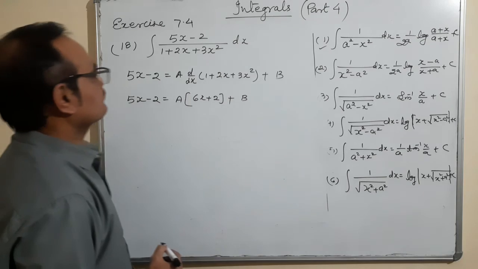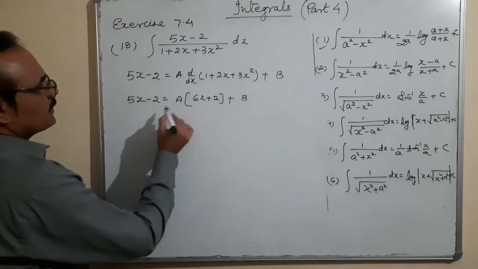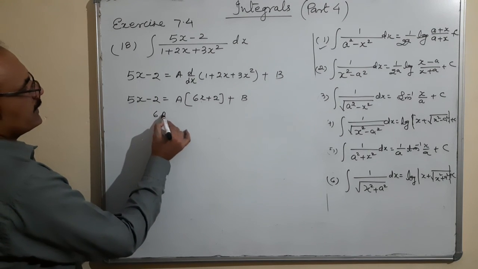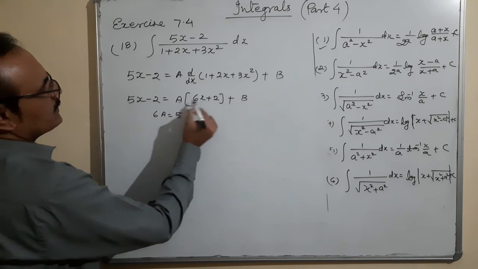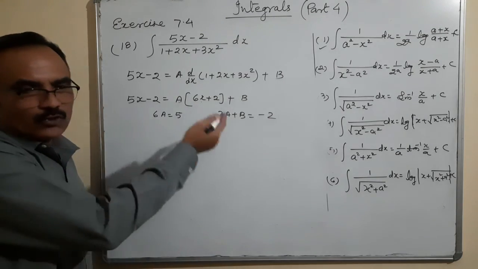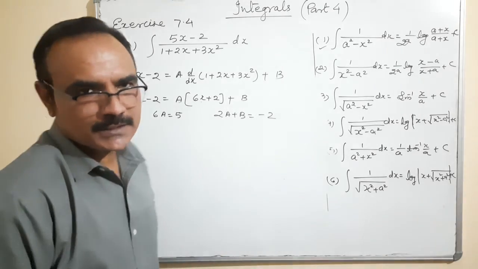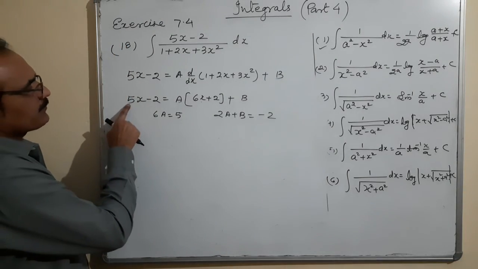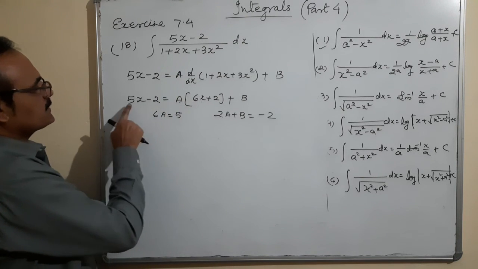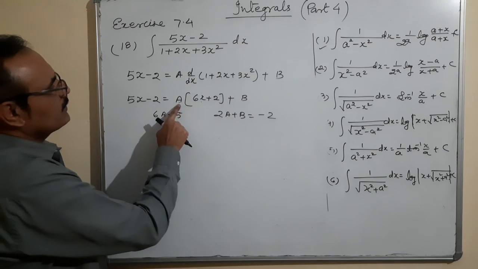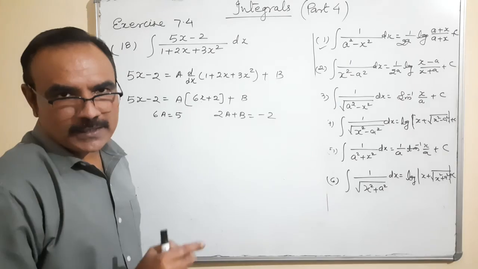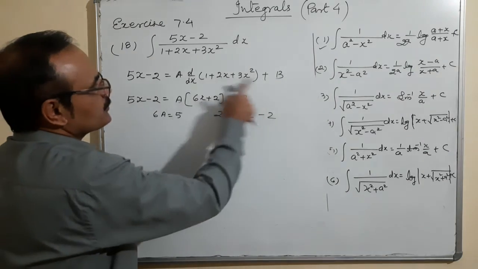Now you can compare the coefficient of x. 6a is equal to 5, and 2a plus b is equal to minus 2. Have you understood? On both sides we are comparing the coefficient of x and the constant term. Here the coefficient of x is 5 and here it is a multiplied by 6. So 6a is equal to 5 and 2a plus b is equal to minus 2. Why have we done so? So that we can find the values of a and b, which should be substituted here.